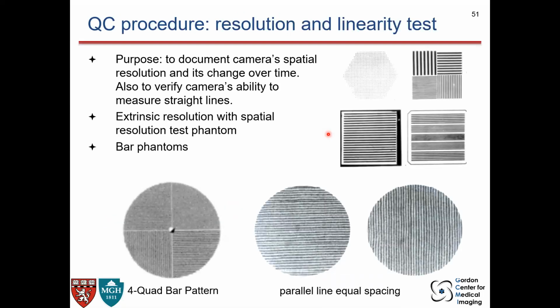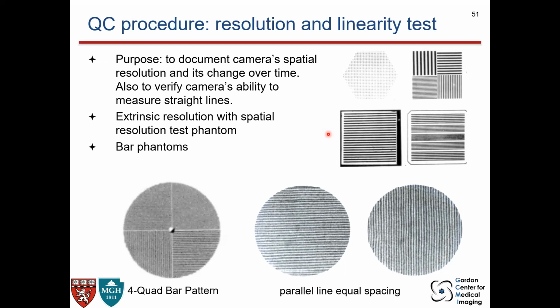And then you have the resolution and linearity test. The purpose again is to document all these for the major upgrades later throughout the year, or preventive maintenance, and then to show the documentation when the manufacturer comes over to your center to go through the documentation. These are the images that they want to also see, to document the camera's spatial resolution and its change over time, and also to verify if the camera is capable of measuring straight lines.